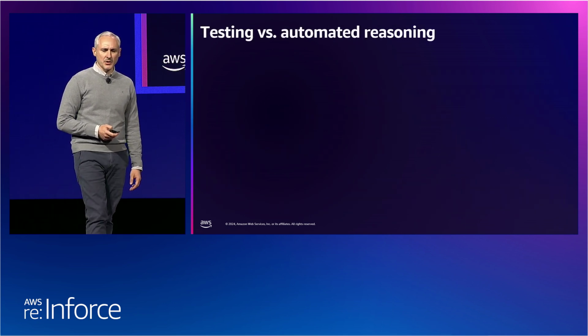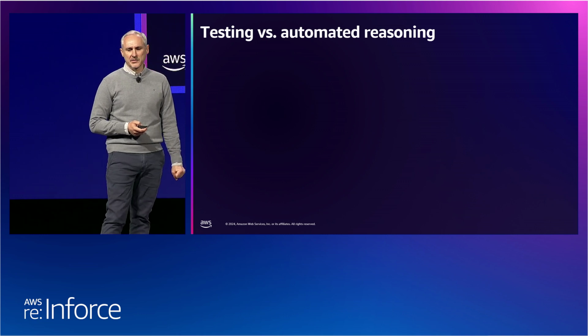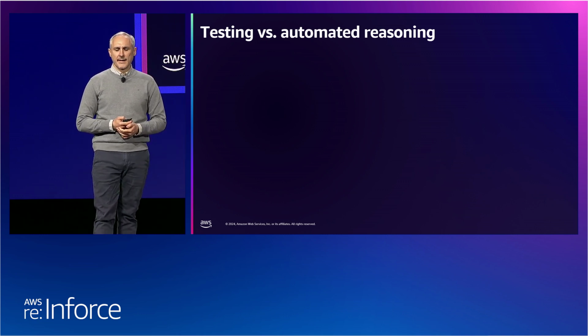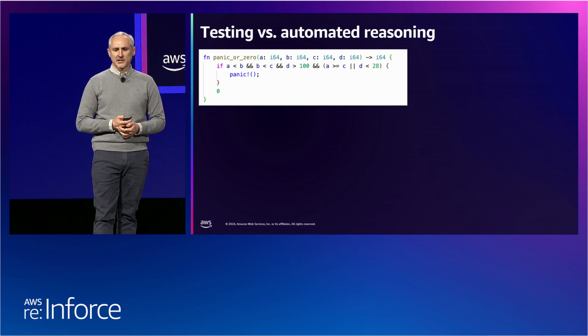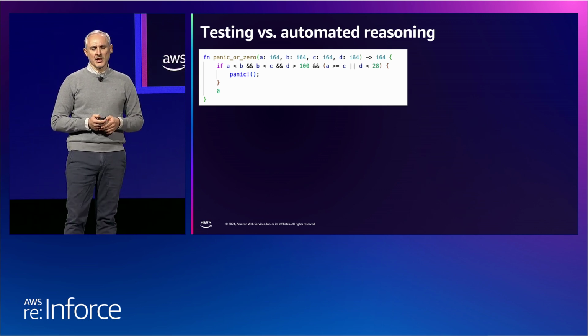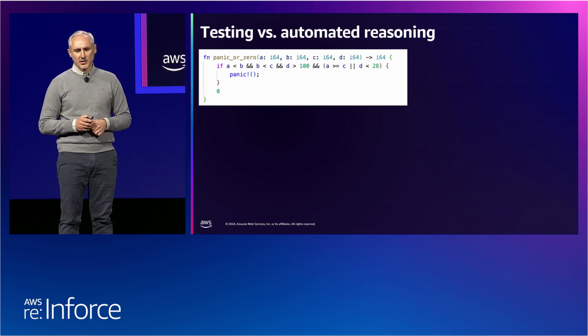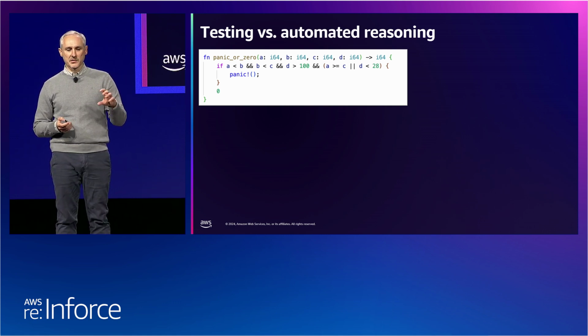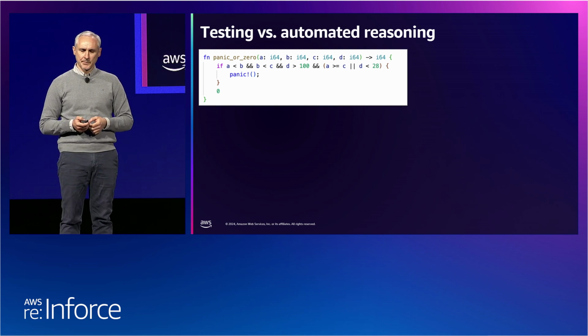So now we're going to go into how automated reasoning differs from testing, because that's an important notion. I'm going to start with a very simple example. This is a Rust function, which has 4 inputs ranging over the 64-bit integers and returns a single integer, and I modeled an if-then-else-if condition that guards a portion of the code that can panic.